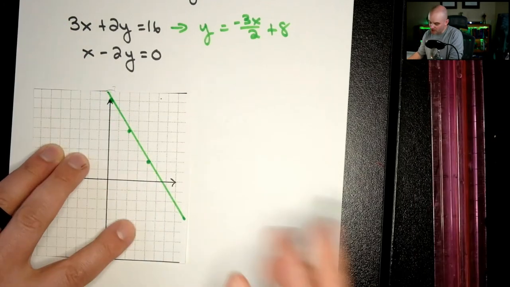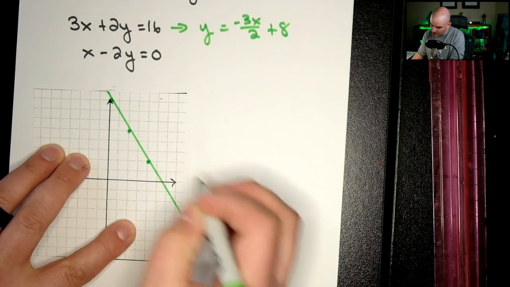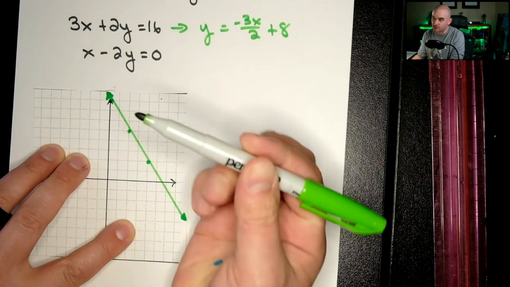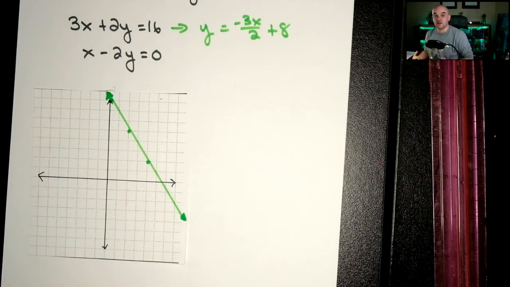Now, when you solve by graphing, you want to be very accurate with your graph. This may not work out so well because I'm using a marker here, but make sure you're at least using a ruler, or if you don't have a ruler, fold a piece of paper and use it as a straight edge, because otherwise you could get the wrong answer.